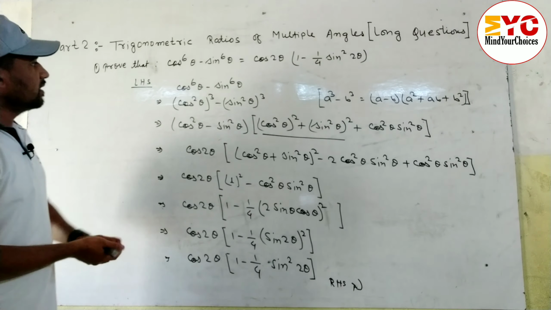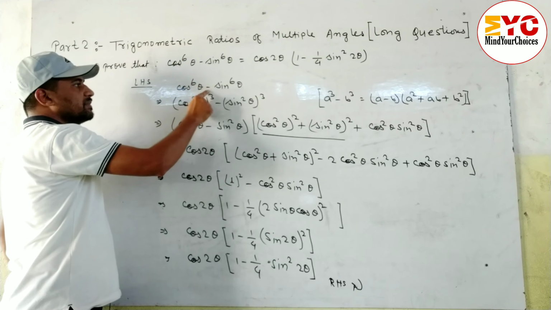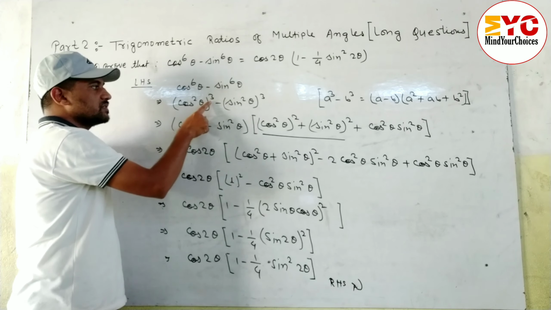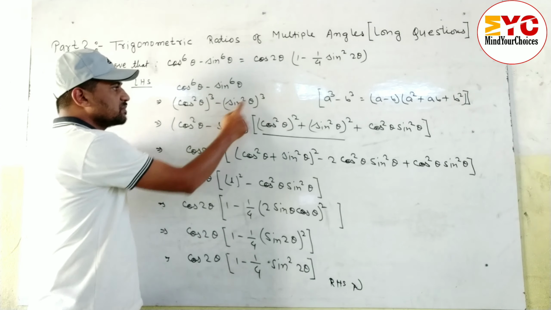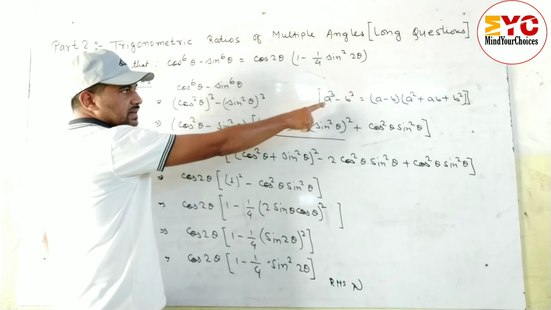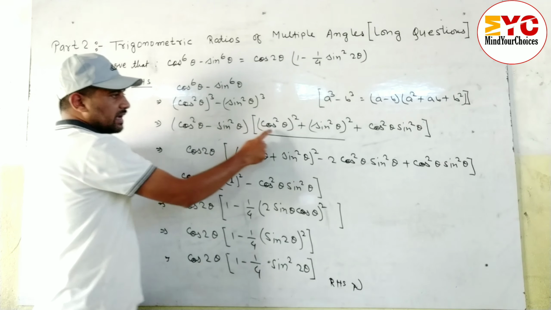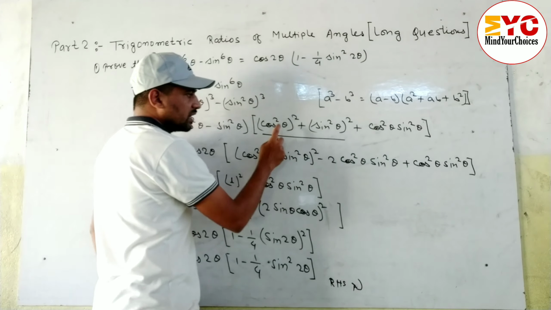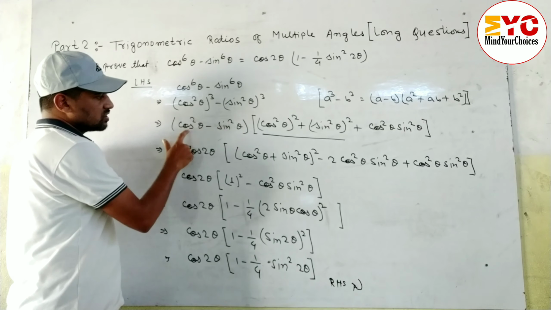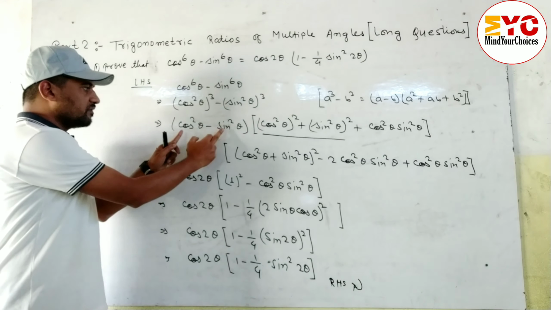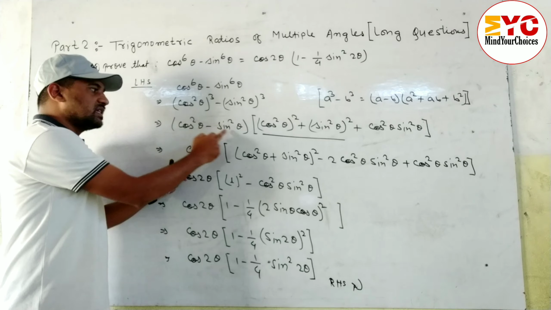Look once again from the start, taking LHS: cos power 6 theta minus sin power 6 theta. If power 6, always we have to convert to power whole power 3. Now this is in the form of a cube minus b cube. A cube minus b cube formula is there: a minus b, a square plus ab plus b square. So a minus b, a square plus b square plus ab, or a square plus ab plus b square, as always you can write. Now this is cos square theta minus sin square theta. The value of cos square theta minus sin square theta means cos 2 theta. The formula of cos 2 theta is cos square theta minus sin square theta.